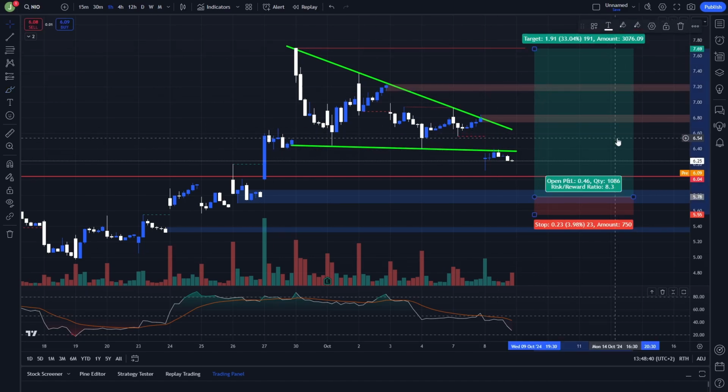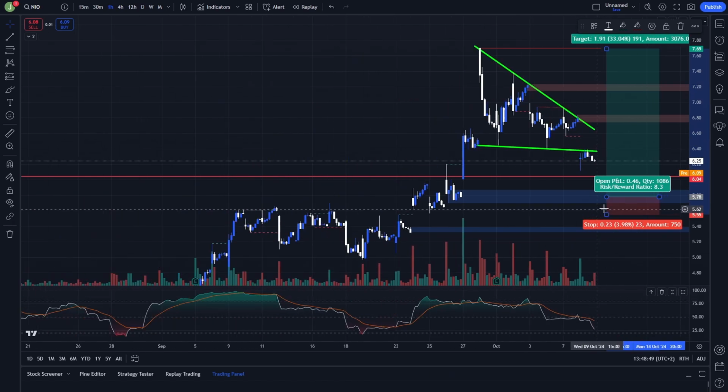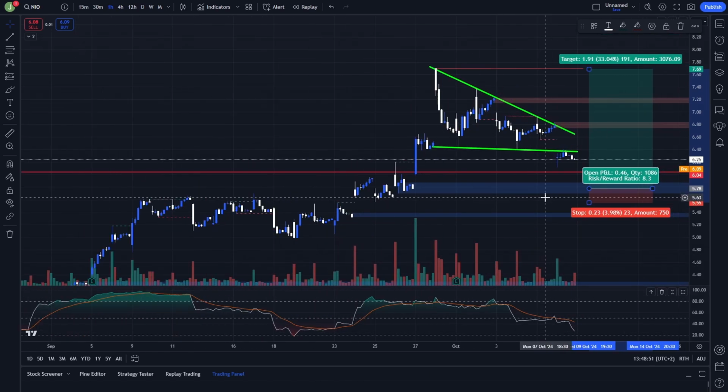So in the end, the risk reward ratio from 8.3 will be like 5.5, something like that, which is in my opinion a really great setup. So yeah, definitely keep an eye on this one.